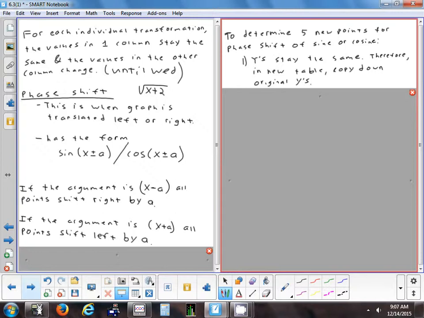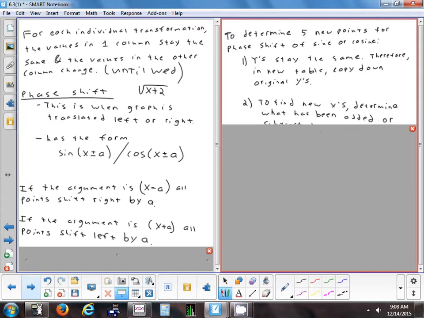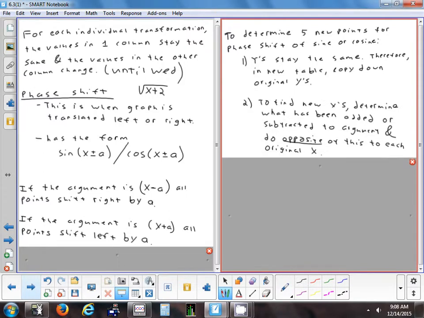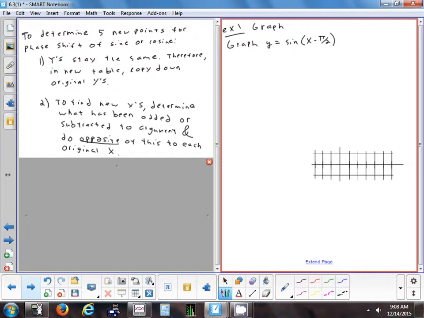All right, so if the y's are going to stay the same, it's the x's that change. So to find your new x's, look at what has been added or subtracted. Does everybody have what's on the left? Right, so like in this problem, I'm going to look at what's been added or subtracted, and I'm going to do the opposite of that to all the x's in the original table.